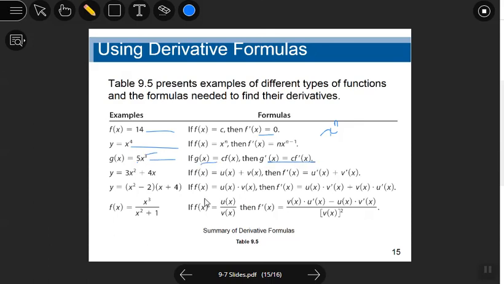the derivative. For this one, this is a summation of two expressions, so find the derivatives of each one separately and then get the summation. For this one you have to use the product rule, and for this one you have to use the quotient rule. Sometimes you can use the quotient rule with the power rule also.